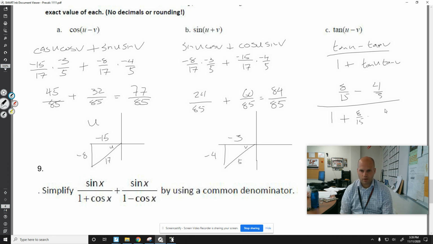Over 1 plus tan U, 8/15, tan V, 4/3. Whoa, Nelly. I got to do some common denominator stuff. Sure, whatever. I got it. Multiply top and bottom by 5. This is 20/15. 8/15 minus 20/15 is negative 12/15. This is stuff that you would have to do. Okay, this is calculus. This is 32/45. This is 45/45 plus 32/45 is 77/45.